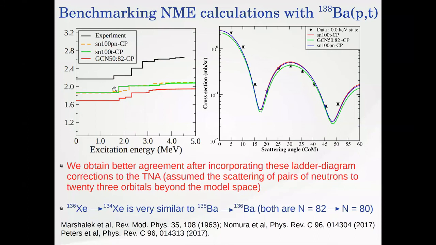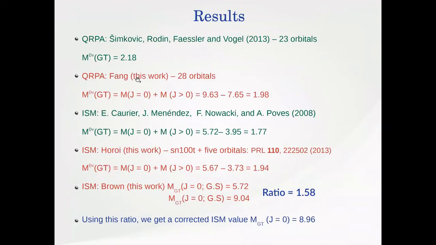So if you incorporate similar calculations that we needed to reproduce our experiment data, then we get new values for the matrix elements, at least for the J equal to 0 part. So here I'm quickly summarizing the results. This is what used to exist before using the QRPA calculations. The matrix element was 2.18 with a 23 orbital QRPA calculation. This work shows that with 28 orbitals, we're getting a reduced value. Again, you see this consistency. As your calculation gets more sophisticated, the matrix element reduces. There is the J equal to 0 contribution. There is the J not equal to 0 contribution. There's this cancellation, and this is the net effect.